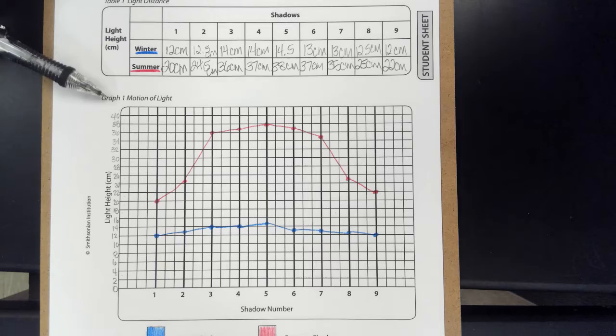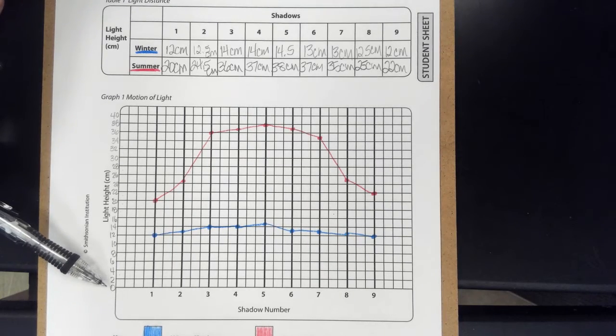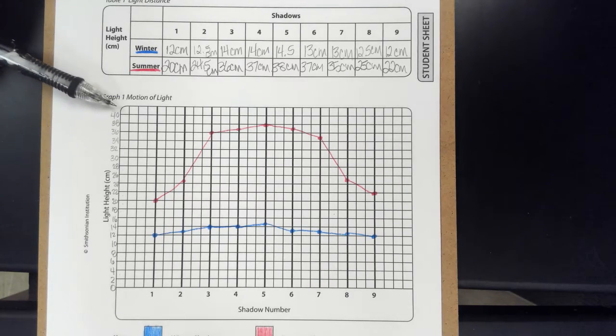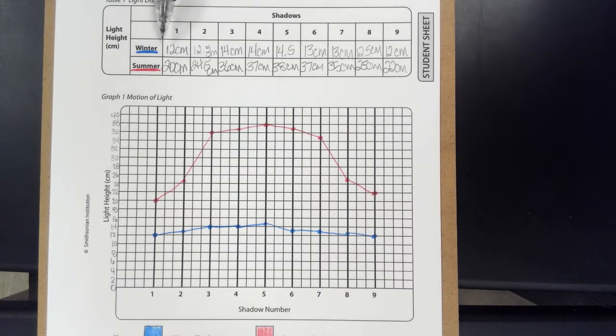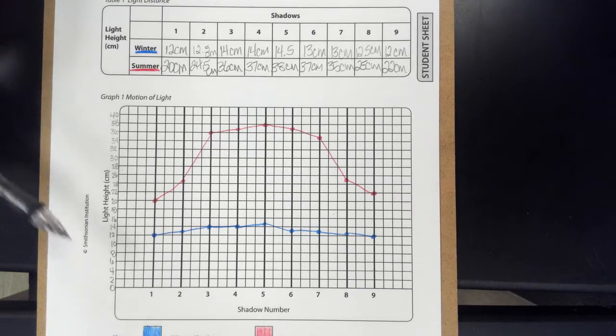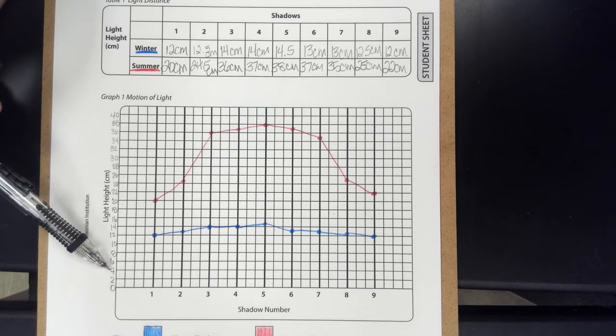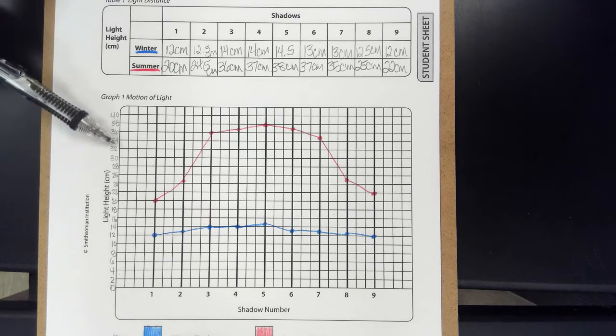Now we have to make a scale. The height of the light is what goes on our y-axis. We started out with 0 and we counted how many boxes we had, and there were 20 boxes. We looked at our data and our lowest value was 12 and our highest value was 38. So we knew we needed to go to at least 38 on our scale. Since there were 20 boxes, we decided to count by 2s, all the way up to 40.